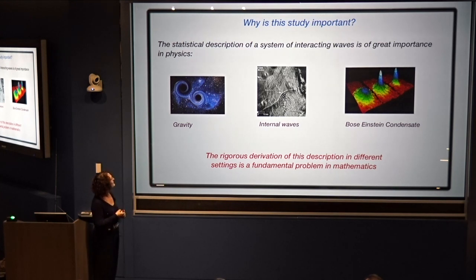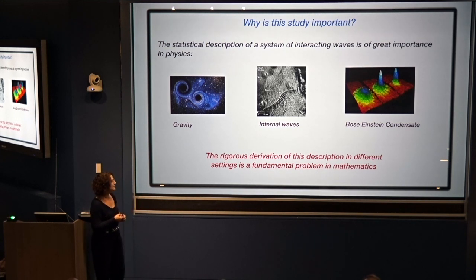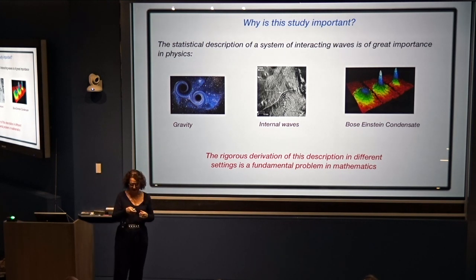The statistical description of these systems of interacting waves is important because they show up in many different fields. Of course, we don't study all of them, but I just want to give you at least some ideas. Gravity, internal waves, that's a picture of the ocean, and internal waves are this little ripple here. Today, when we had our meeting with the co-PIs, we talked a lot about that. And I already mentioned the Bose-Einstein condensate. So the rigorous derivation of this description in different settings, because of course it depends on what scale we're looking at and what parameters are involved, are really fundamental problems in mathematics.